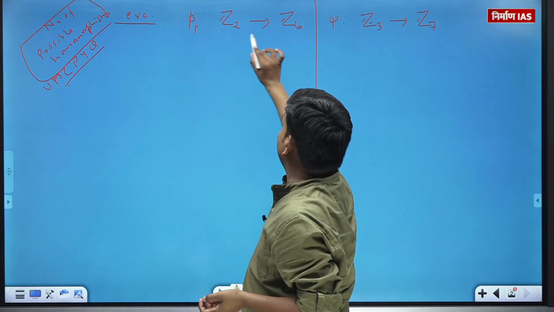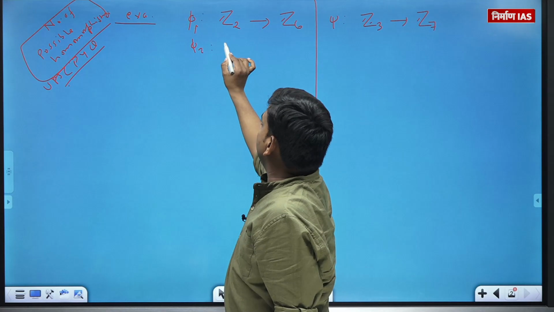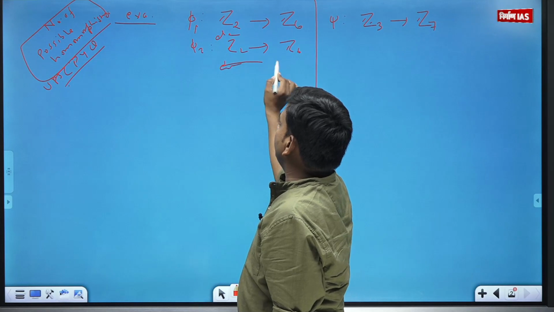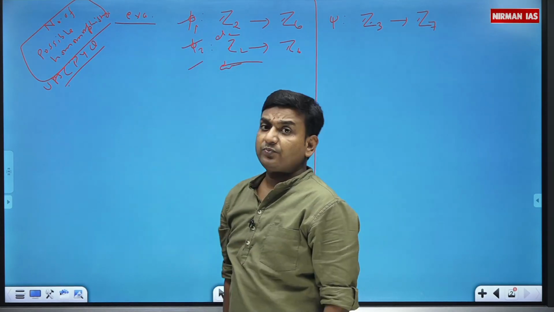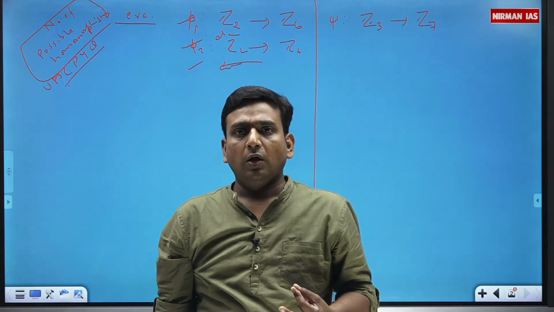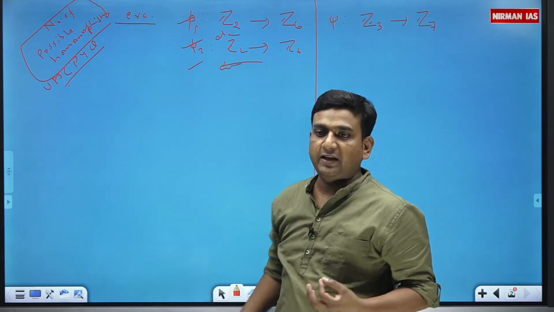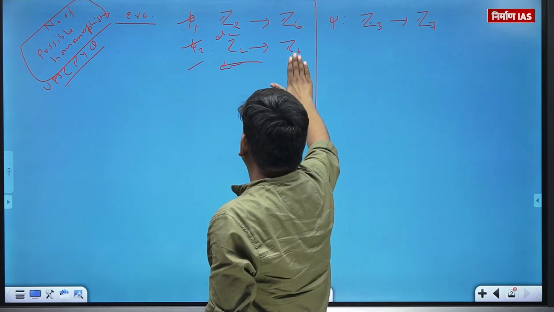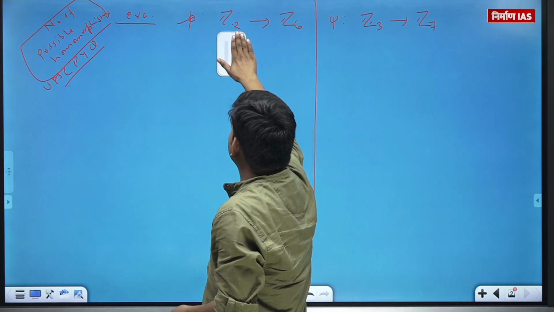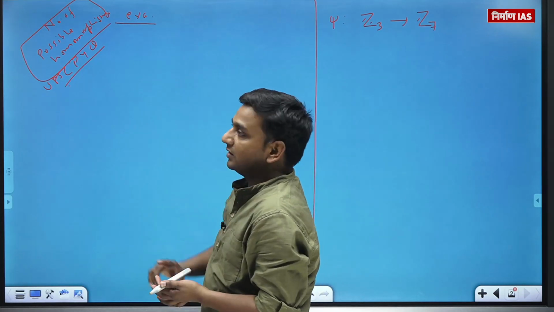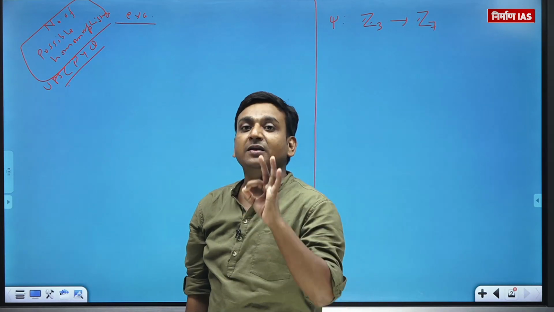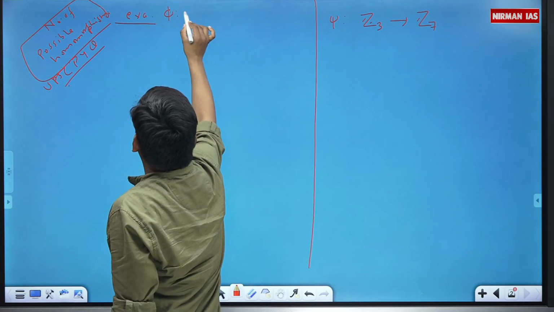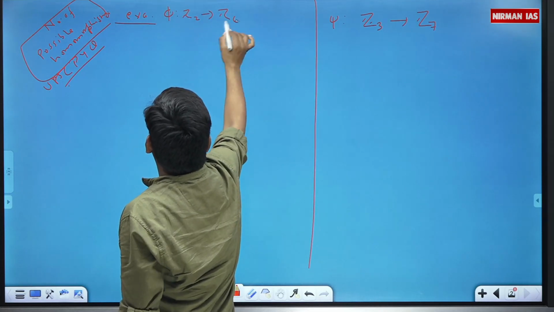Suppose that phi 1 is a homomorphism from Z2 to Z6. Phi 2 is another homomorphism from Z2 to Z6, defined by some formula. So the question wants us to know how many such phi 1, phi 2, phi n you can define. If you want to define a homomorphism, what is the definition, बच्चे? It must be operation preserving. Is that clear? Okay.